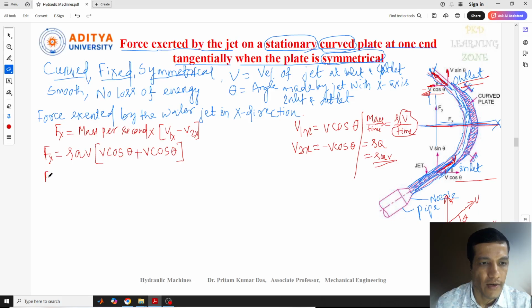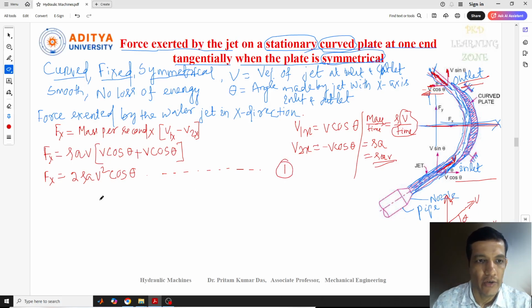So finally we can write this is 2 rho A V square cos theta. Because V is there, again V square, and this is 1, this is 1, 2. So 2 V cos square theta, V square cos theta. So this is our equation 1.